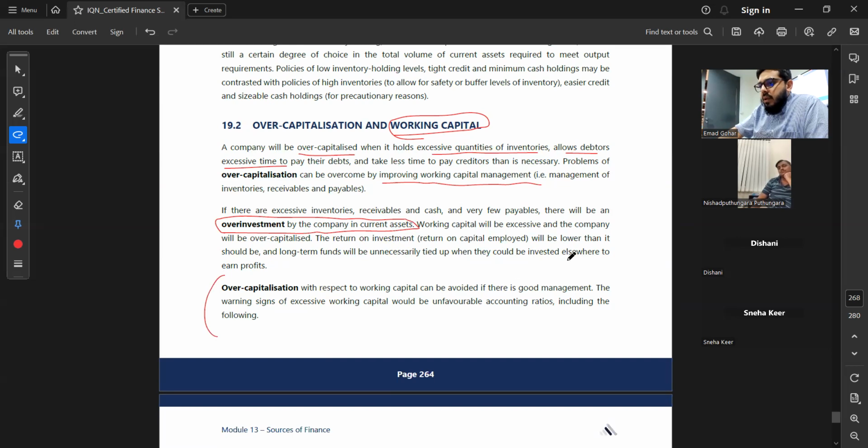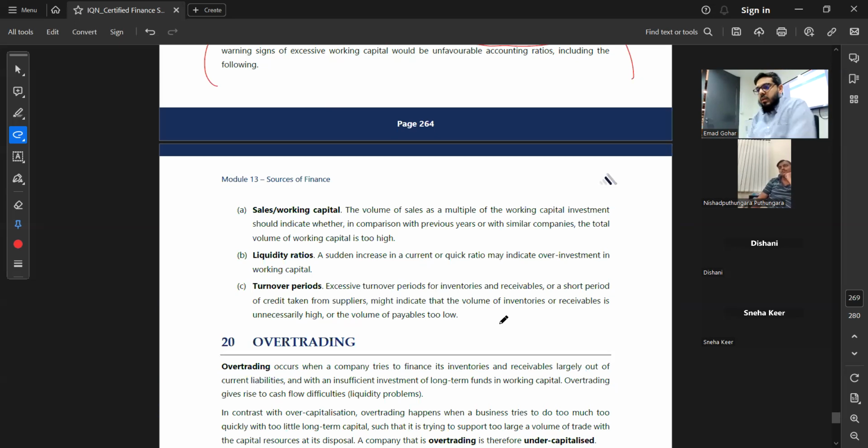Okay, read this last paragraph, very simple. They are saying overcapitalization can be avoided if there is good management. As simple as that, right? And then they are telling you here some ratios also, like we keep discussing the current or quick ratio. They can indicate that you have over invested in the current assets.